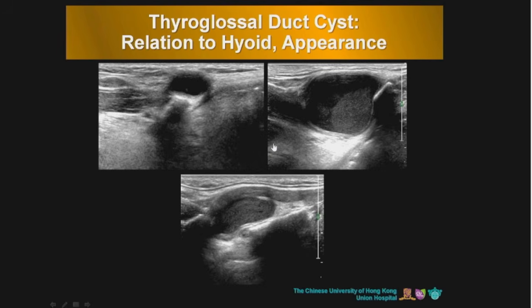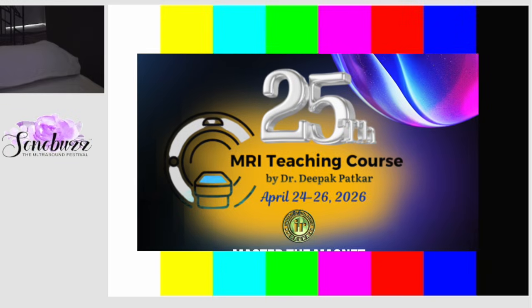Now have a look at these thyroglossal duct cysts. So that will be the hyoid bone, that is the hyoid bone, and that is the hyoid bone. So this is at the level of the hyoid bone, this is suprahyoid, above the hyoid bone, and this is infrahyoid, below the hyoid bone. So that's the top, that's the bottom for all three.